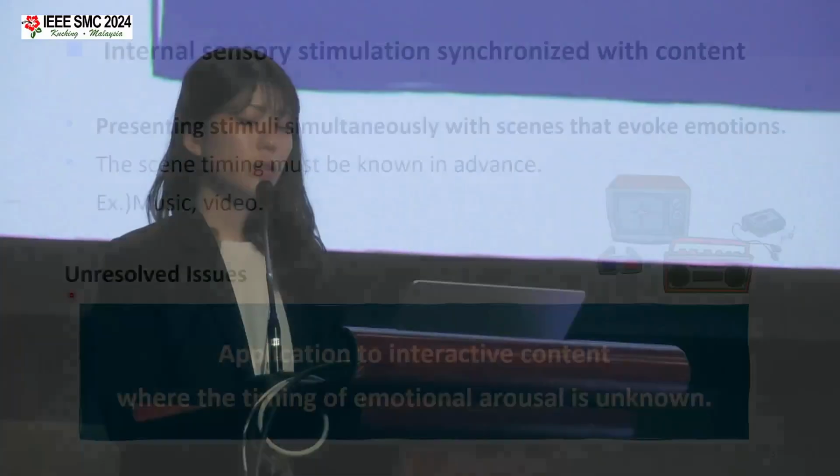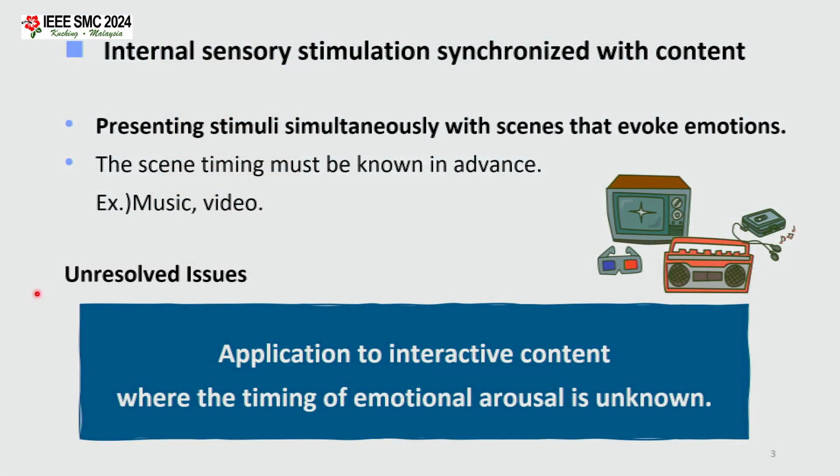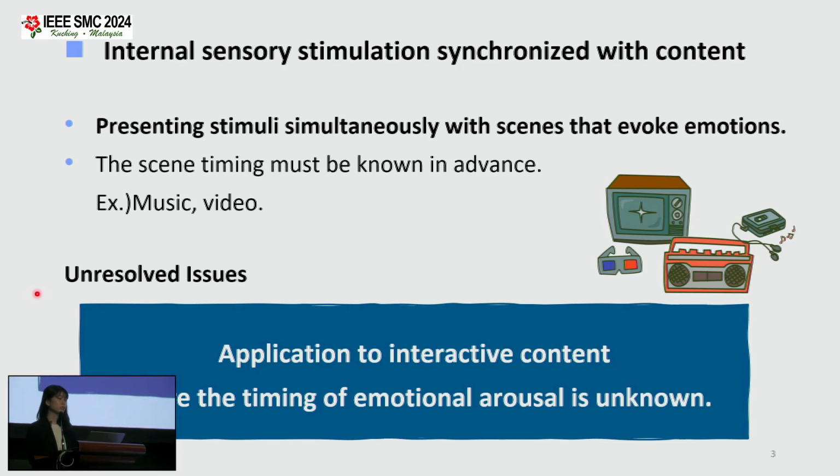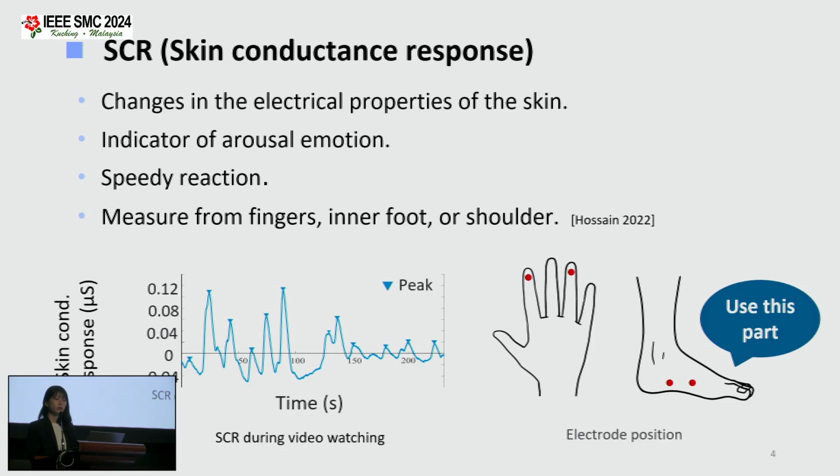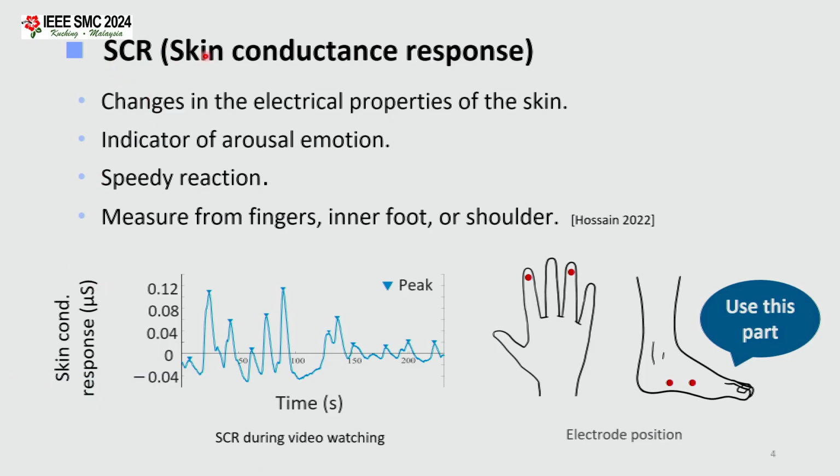In other words, previous methods cannot be applied to interactive content such as games, where the timing of the emotional arousal is unknown. To enhance emotion in such content, we focused on the skin conductance response to determine the timing of emotional arousal. SCR is known as a physiological signal of arousal because it indicates the electrical activity of the skin due to sweating associated with arousal.